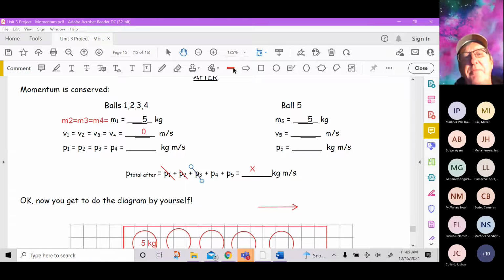This one has no momentum. This one also has no momentum. The only momentum is in ball number 5.